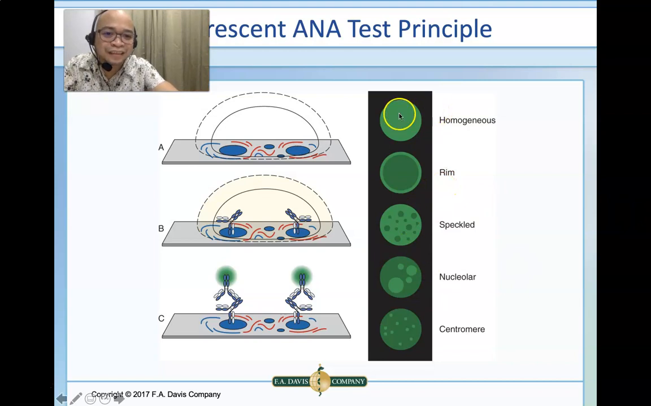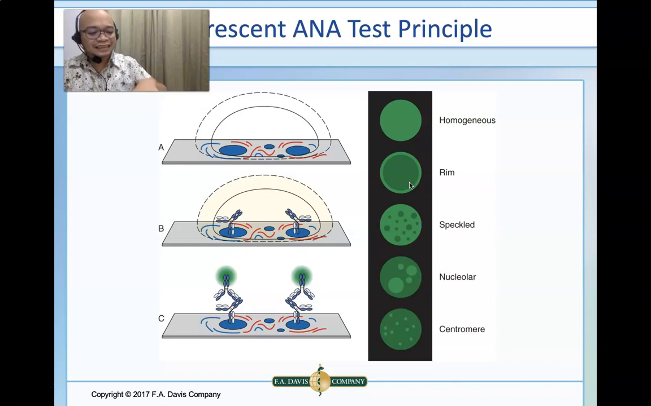So here's the peripheral or homogeneous. Peripheral is also known as rim, okay? And then anti-single-stranded DNA is not detected on routine screening. Okay? And then we also have the anti-histone. It is also homogeneous and usually for drug-induced SLE. Okay? And anti-DNP is also homogeneous for SLE and drug-induced SLE as well.